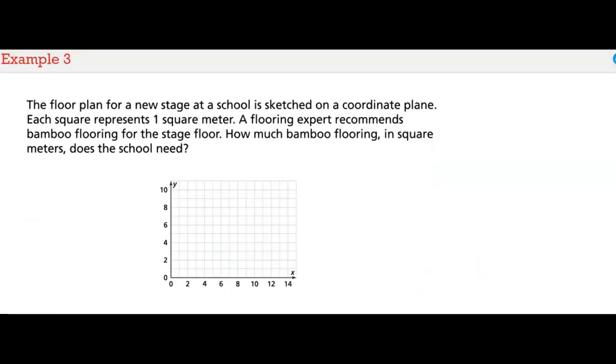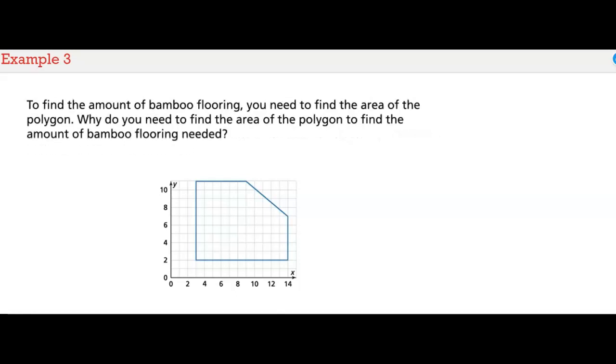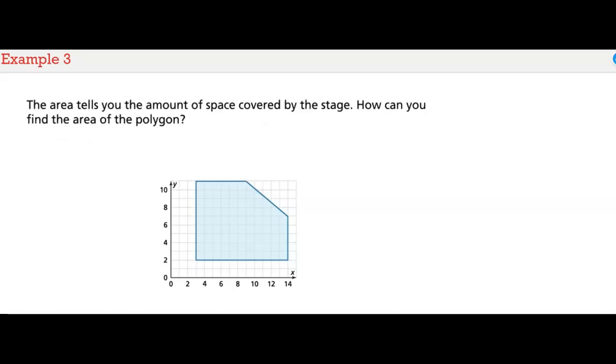A new stage at a school is sketched on a coordinate plane. Each square represents 1 square meter. A flooring expert recommends bamboo flooring for the stage floor. How much bamboo flooring in square meters does the school need? To find the amount of bamboo flooring, you need to find the area of the polygon. Why do you need to find the area of the polygon to find the amount of bamboo flooring needed? The area tells you the amount of space covered by the stage.